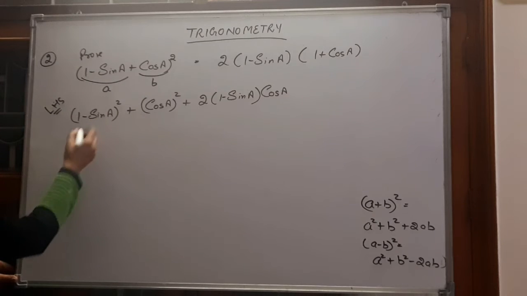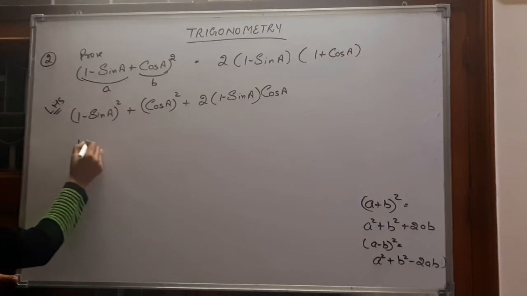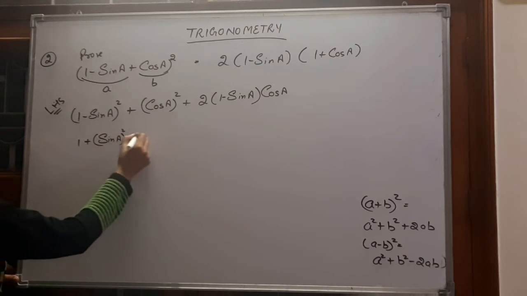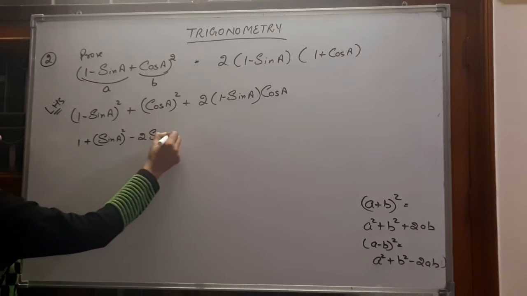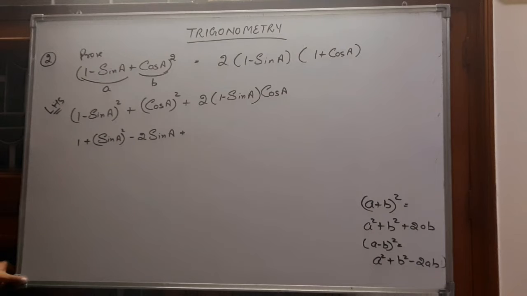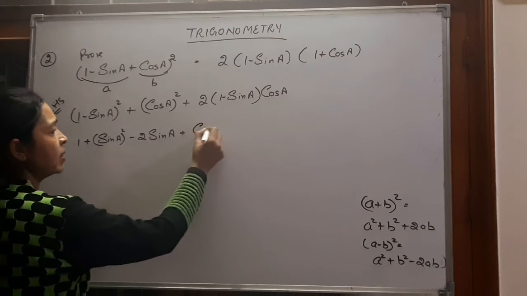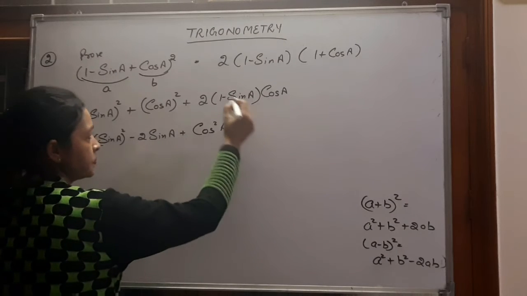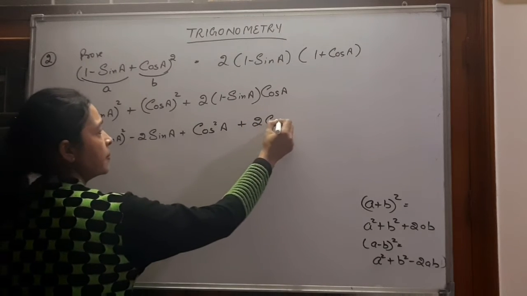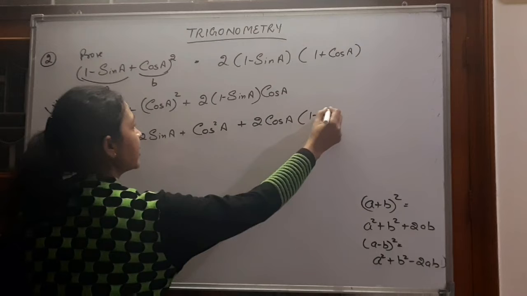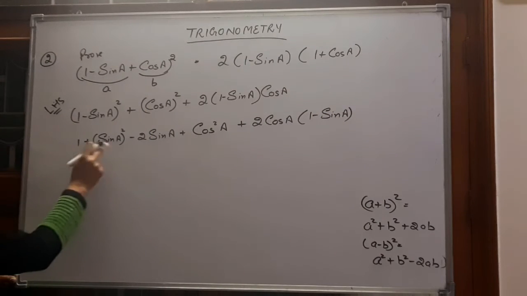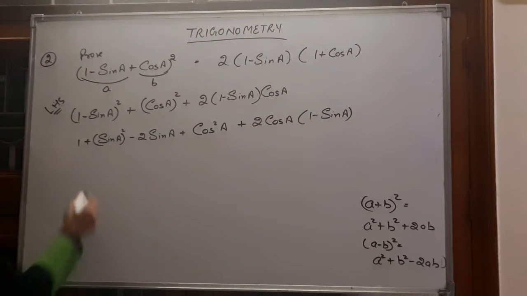(1 minus sin A) whole square is 1 square plus sin square A minus 2 sin A, plus cos square A. Both are the same thing, so let's write cos square A, plus 2 cos A into (1 minus sin A).